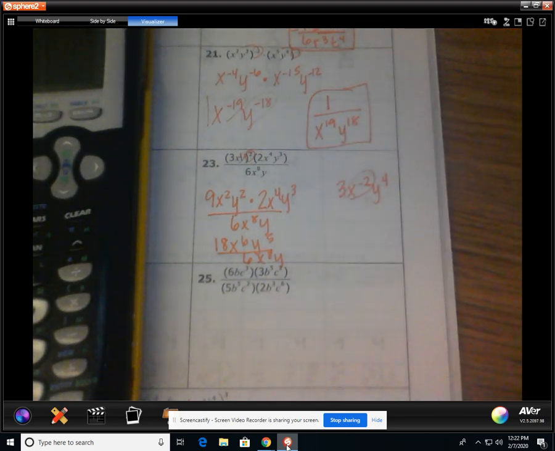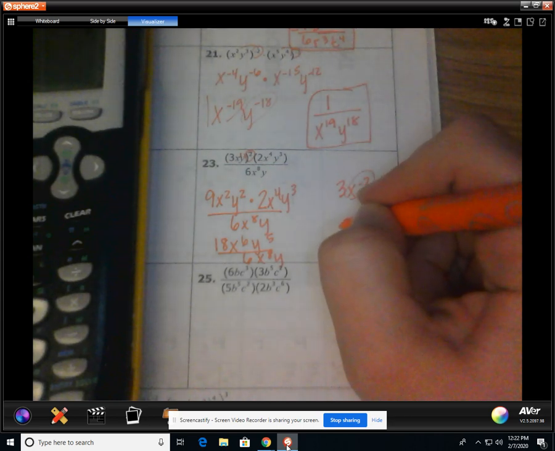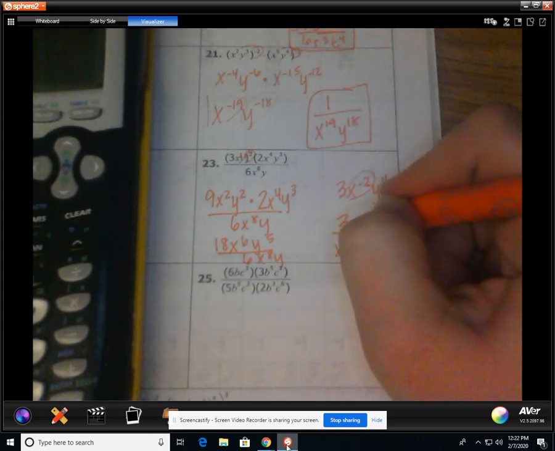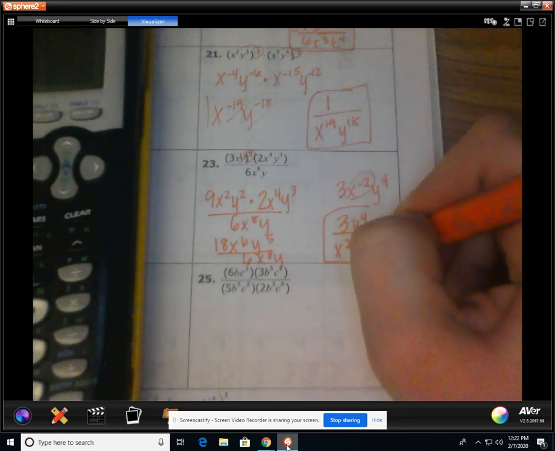This is the only piece I'm not okay with. It has a negative. So I open up my fraction, the 3 stays on top, the x drops to the bottom, becomes positive, and the y stays on top. And there's my final answer.